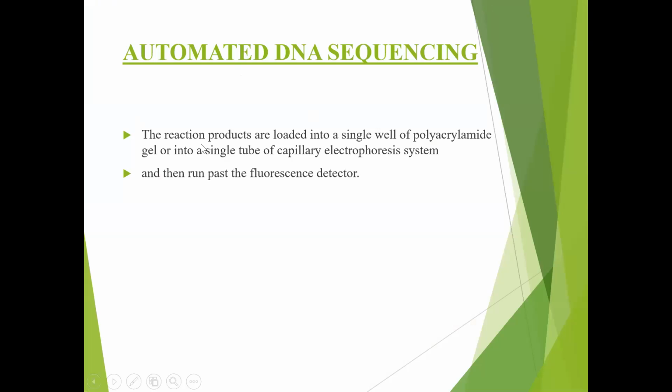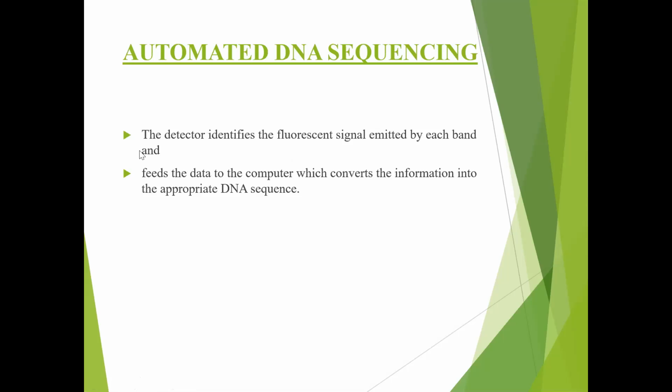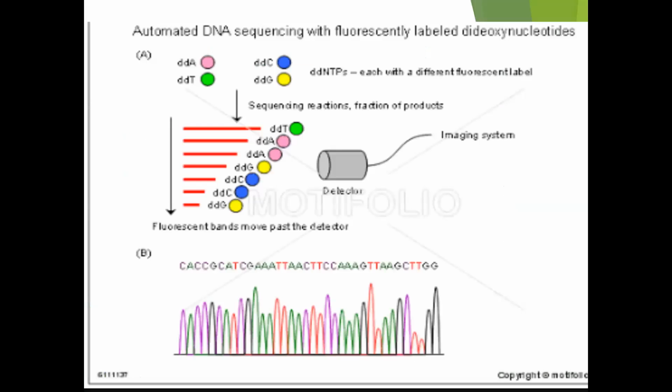In automated DNA sequencing, the reaction products are loaded into a single well of the polyacrylamide gel, or we can also use the technique of capillary electrophoresis system. Once the products produced are separated by this system, the gel can be run past the fluorescent detector, which will detect the fluorescence emitted by each band of the gel. The detector also feeds the data to the computer. Then the computer will convert this data into the appropriate DNA sequence.